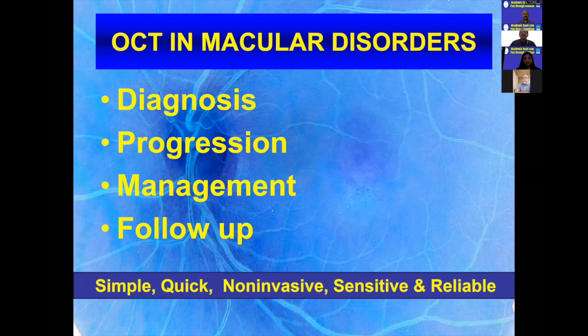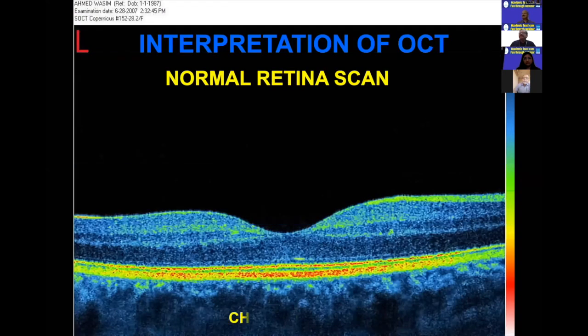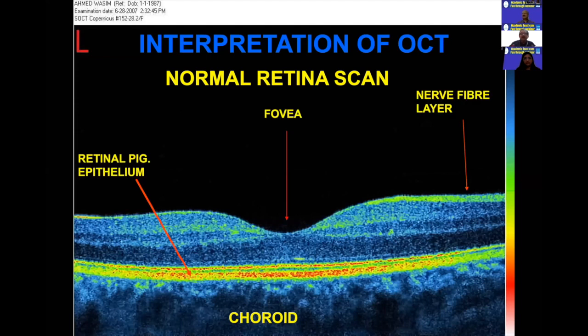Now, coming to the basics of OCT interpretation, one has to understand and know the normal OCT scan before knowing the clinical conditions. It is important that we first understand the normal, only then will we be able to assess the abnormal conditions. So, this is a normal spectral OCT passing through the center of the macula.